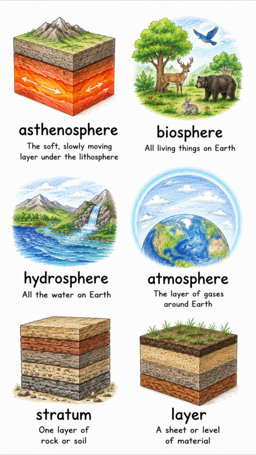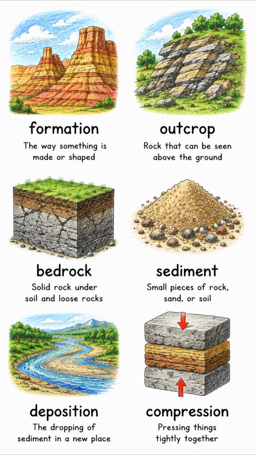Stratum, one layer of rock or soil. Layer, a sheet or level of material. Formation, the way something is made or shaped. Outcrop, rock that can be seen above the ground. Bedrock, solid rock under soil and loose rocks.